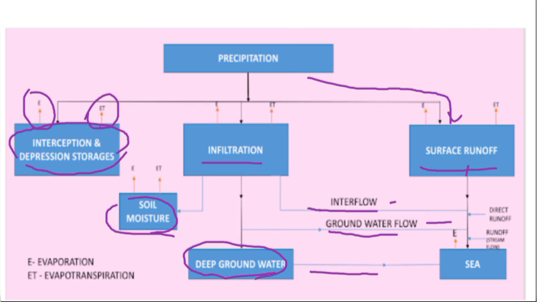And one term you can see here is direct runoff. So direct runoff is surface runoff plus interflow. And groundwater flow is also called base flow. So direct runoff plus base flow will be equal to the stream flow, that is runoff. So this is all about the hydrologic cycle. Thank you.